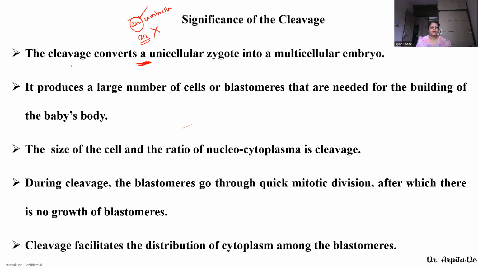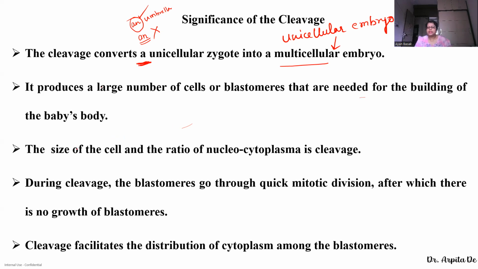The cleavage converts a unicellular zygote into a multicellular embryo. So the unicellular embryo is becoming a multicellular embryo. It produces a large number of cells or blastomeres that are needed. It is producing quite a large number of cells, and it is needed for the building of the baby's body.